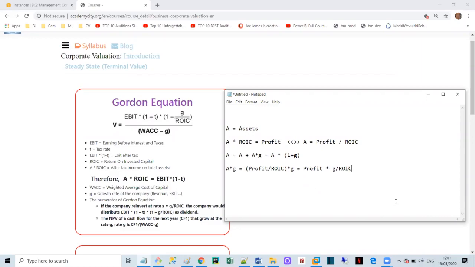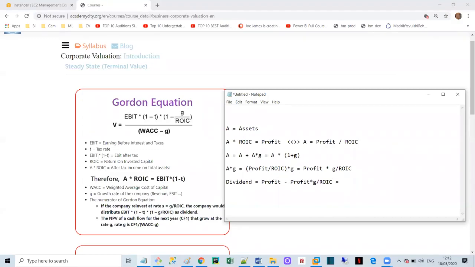Okay, if that's the case, how much can I distribute as a dividend? That will be profit minus the amount I am keeping for the assets to grow. So that has to be profit minus that amount. So let's write it again. Profit times G divided by ROIC. One more time, this is the amount I have to keep out of the profit in order for the assets to grow at the rate of G. That's the amount of profit I made. So the amount of profit I made minus whatever I'm keeping in the company would give me how much dividend I can distribute out of the profit.